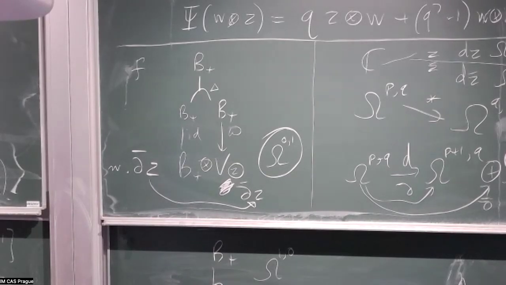Okay, nice, thank you. Sorry, a follow-up question. So this B plus is a braided Hopf algebra, not a Hopf algebra. So then what is a differential calculus over a braided Hopf algebra? I don't know the definition.